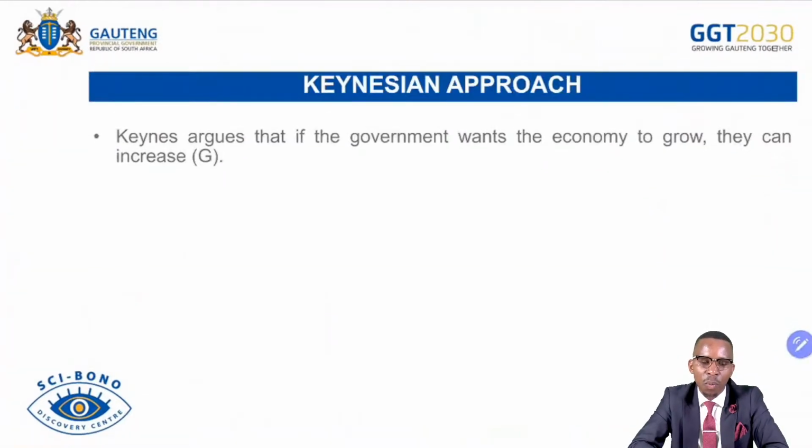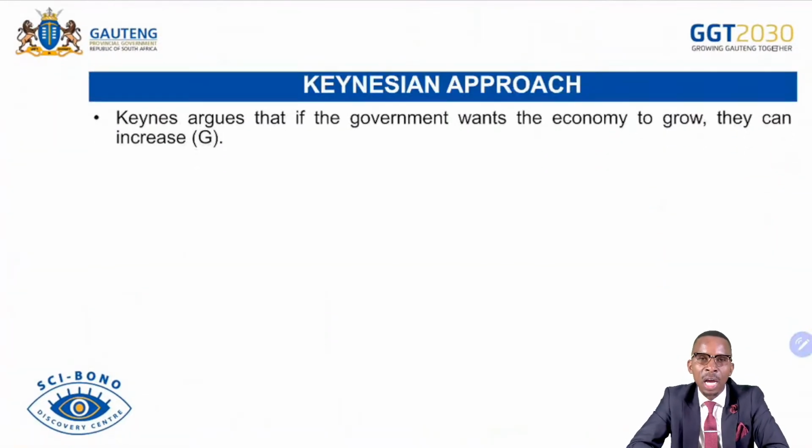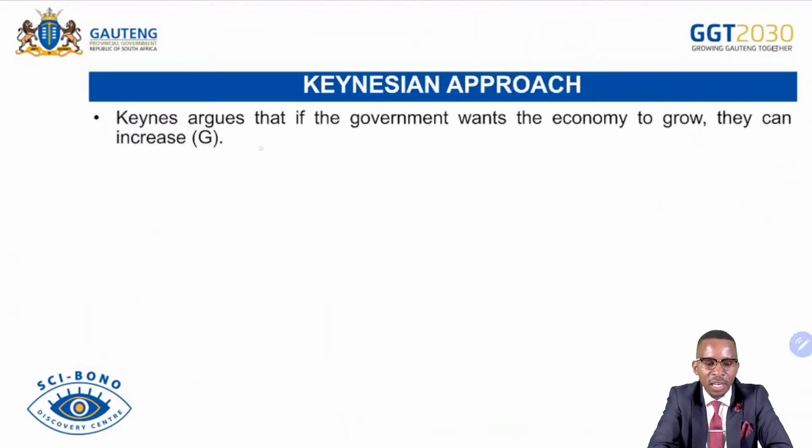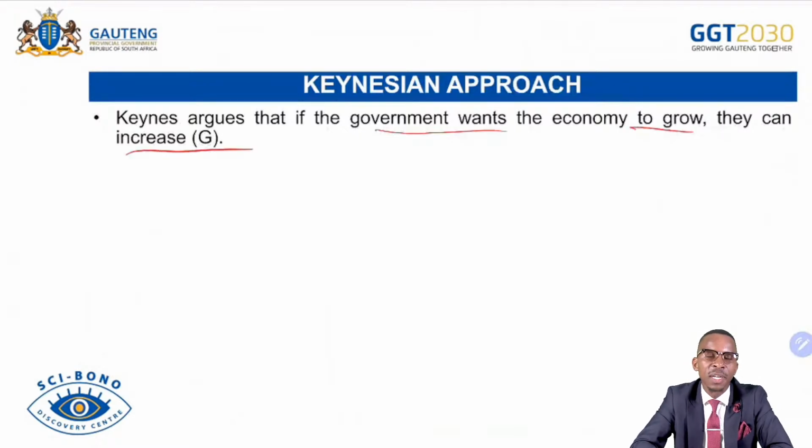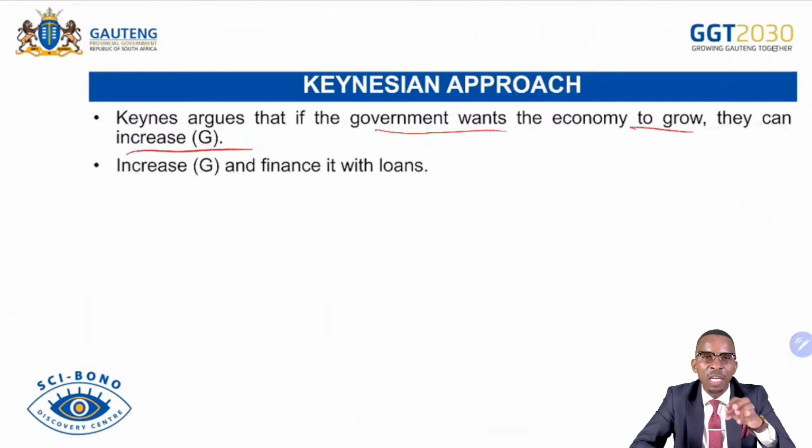Then what does the Keynesian approach say about the macroeconomic multiplier? John Maynard Keynes argues that if the government wants the economy to grow, they can increase government spending and decrease taxes. We know that if government spending increases, that will lead to more money available in the economy. They can increase government spending and finance it with loans, meaning the state debt can increase, or borrowing, so that there can be more government spending in the economy.